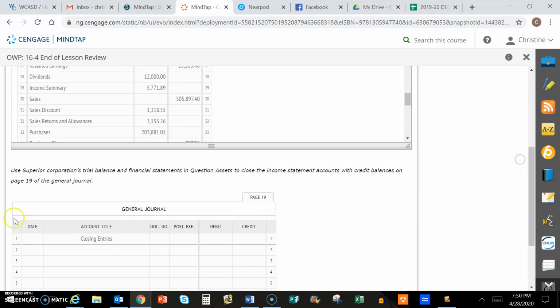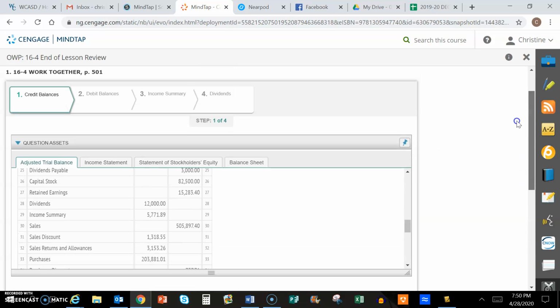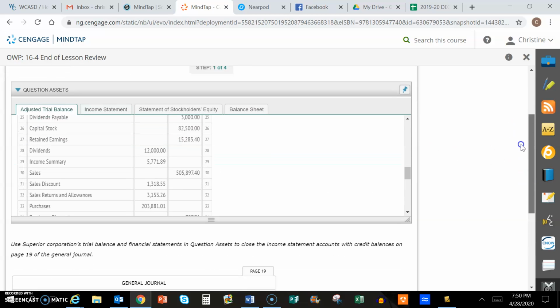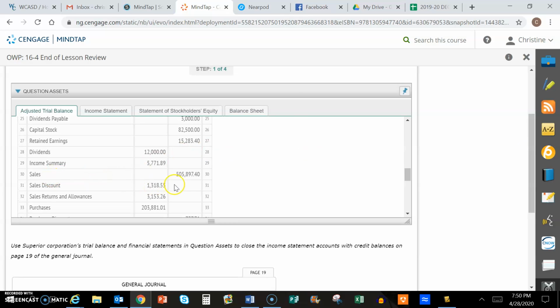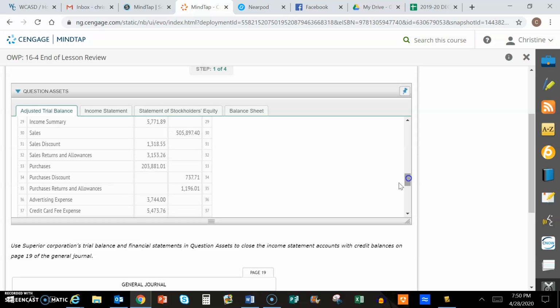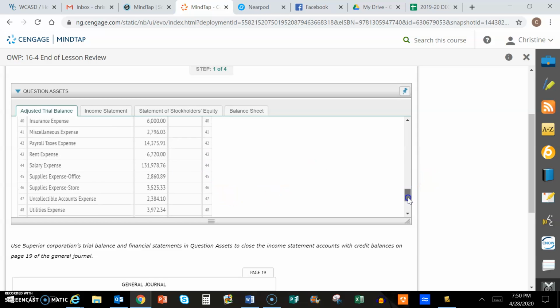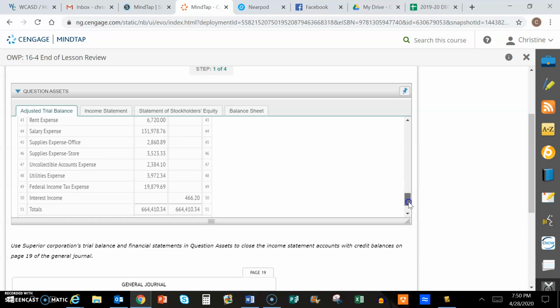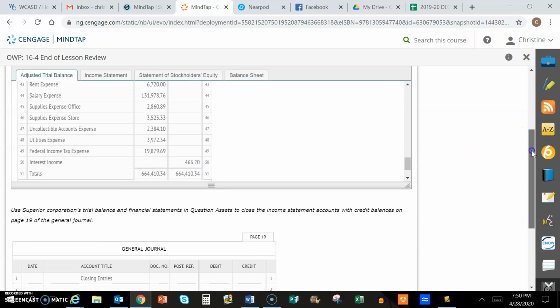All right, so the first thing it says, use Superior Corporation's trial balance and financial statements in the question assets to close the income statement accounts with a credit balance on page 19. Okay, so here's page 19. I don't believe we have to post this, which is kind of nice. So starting with sales, we have sales, purchase discount, purchase returns and allowances, and your interest income. Okay, so all of those have credit balances. We're going to close those, but we're going to close them into your income summary.